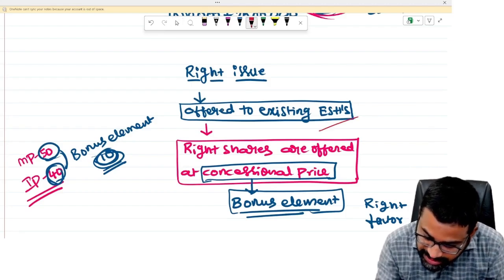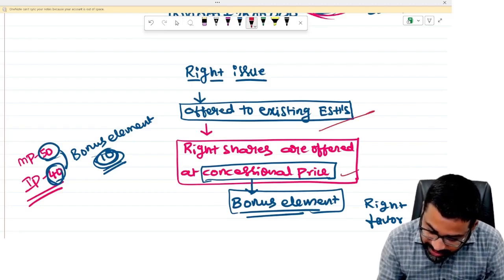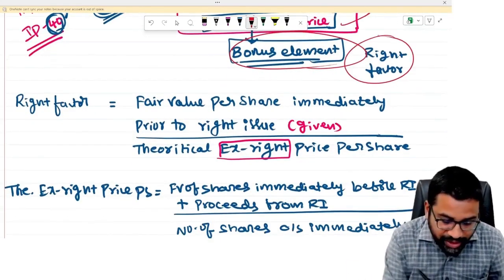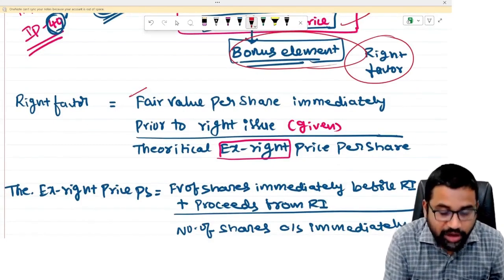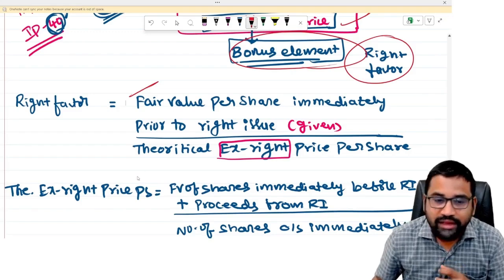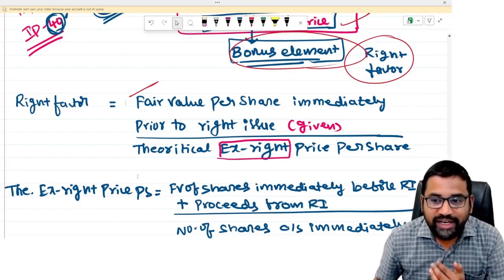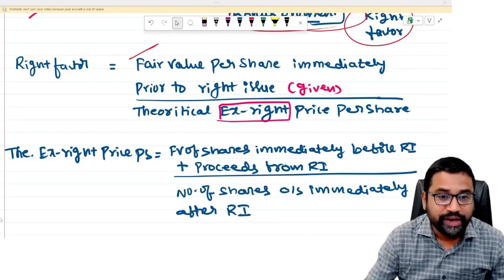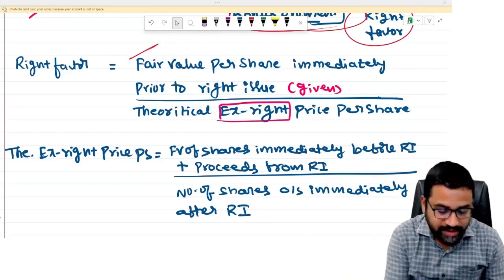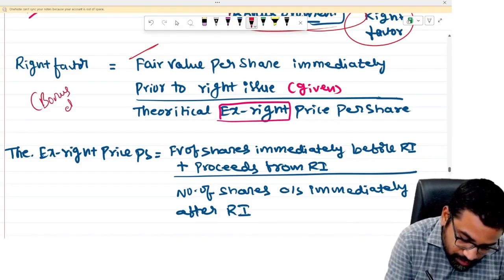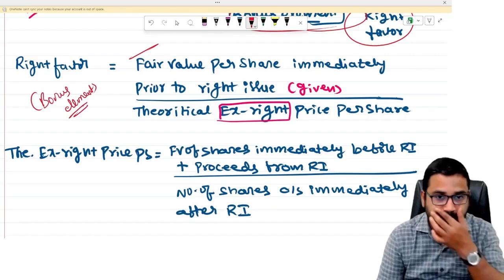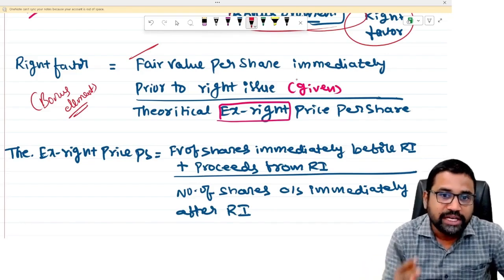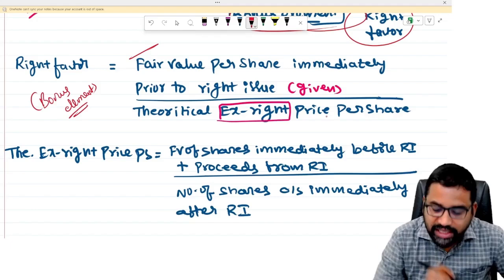Right issue means it is offered to the existing shareholders. When right shares are offered at a concessional price, there is a bonus element in the right issue, which we call the right factor. Now, how to find out that right factor or bonus element? Simple, there is a formula: fair value per share immediately prior to right issue divided by theoretical ex-right fair value per share. Because this bonus element will have a dilution effect.